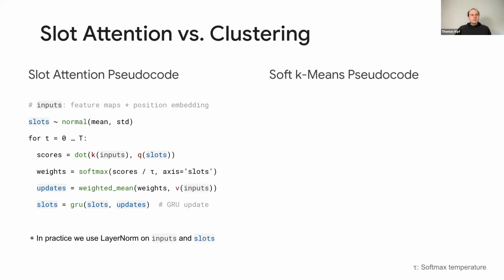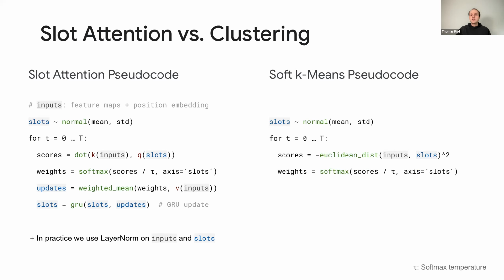Now, what we only realized after we came up with this method and implemented it is that this is actually quite similar to a regular k-means clustering algorithm. If you write down a soft version of k-means, it looks as follows: you initialize your slots or your cluster centers, and then for a number of iterations, you compute some scores. This time you get them from the squared Euclidean distance, and you compute a softmax also over the output axis, and you compute a weighted mean to get the updates. And finally, you write the updates directly into the slots.